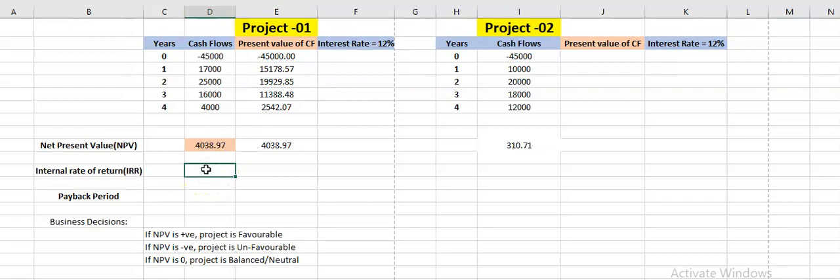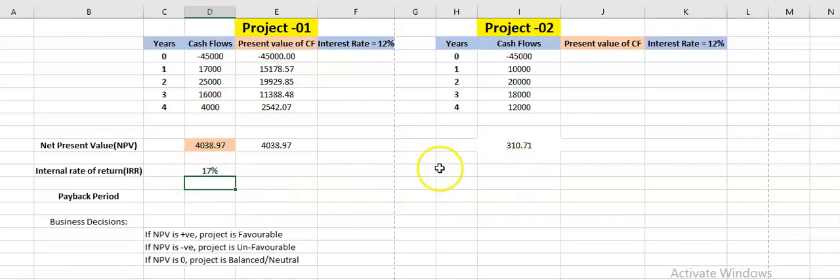Now calculate the internal rate of return. Internal rate of return is actually the rate at which the present value of cash inflows is equal to the present value of cash outflows. How to calculate? Equal to IRR, bracket open, values. In IRR we should take all the values, including the minus values, the cash outflow values. So we take all the values, and here is 17%. The 17% is what project 1 is giving as our rate.